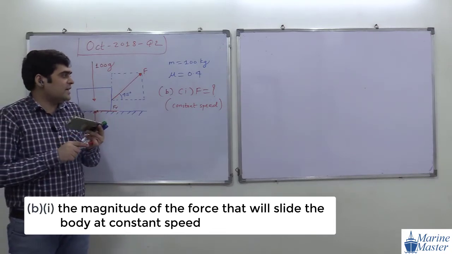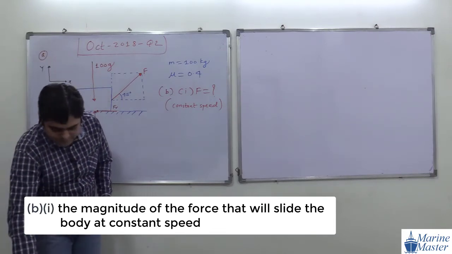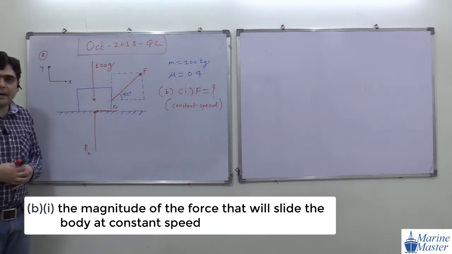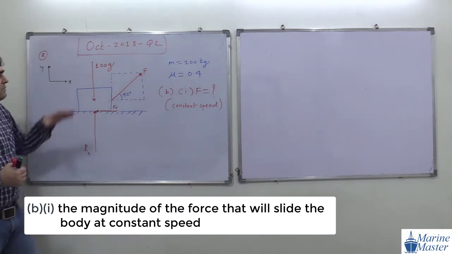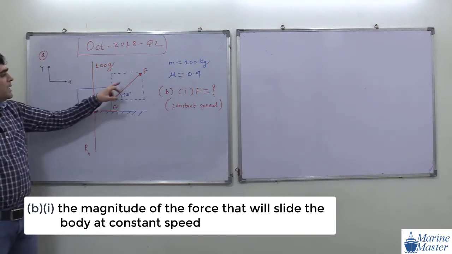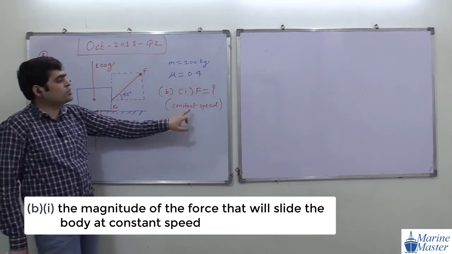So what is our target in B's first part, guys? What do we have to find out in B's first part? We have to find out the value of F for the constant speed.